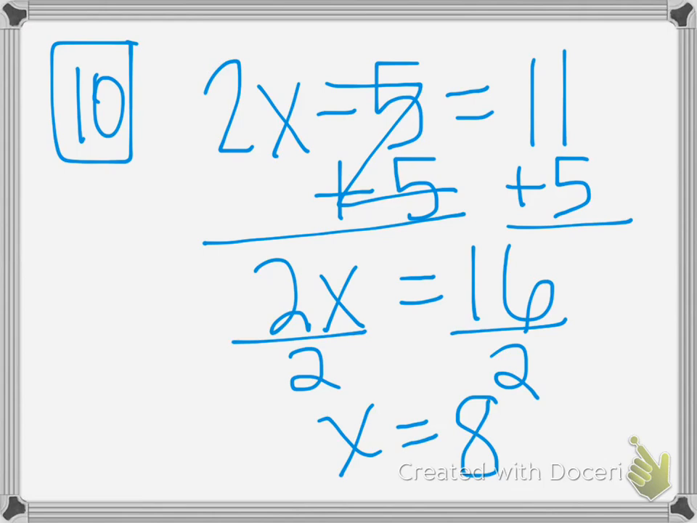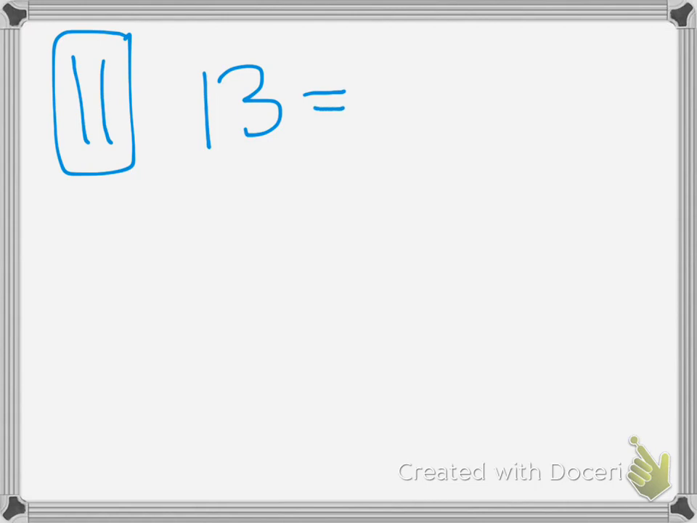Now those are the easiest two-step equations because they are in that order. You're going to have to be really careful when we start mixing it up. So let's look at number 11. Number 11 says 13 equals negative 4x plus 9.